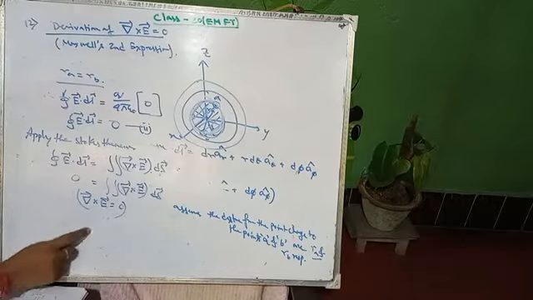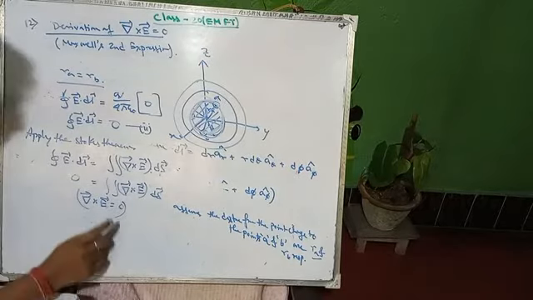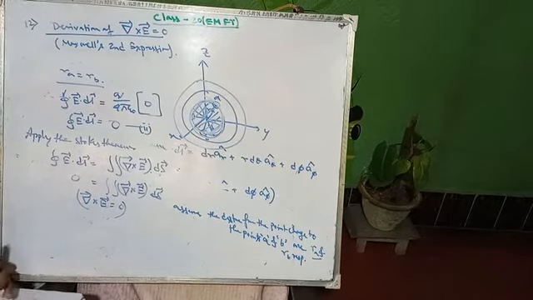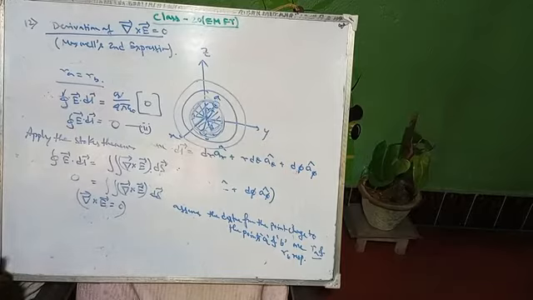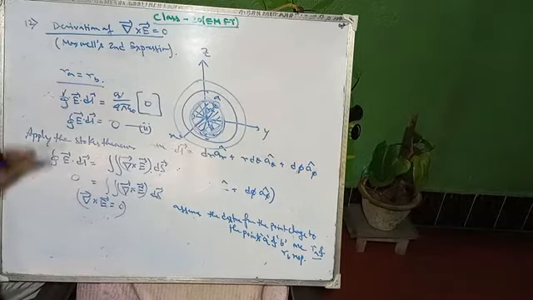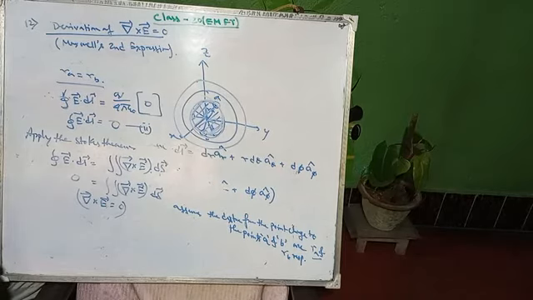This is Maxwell's second equation, which concludes that the electrostatic field is irrotational. The electrostatic field is irrotational. Okay, so this is your second derivation of Maxwell's equation.